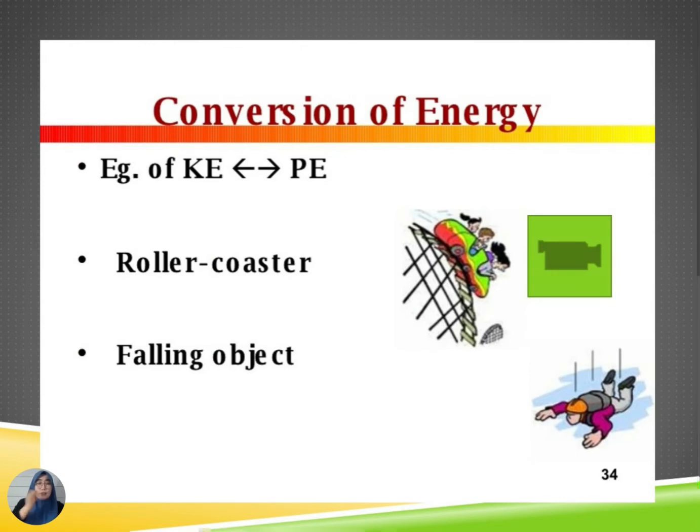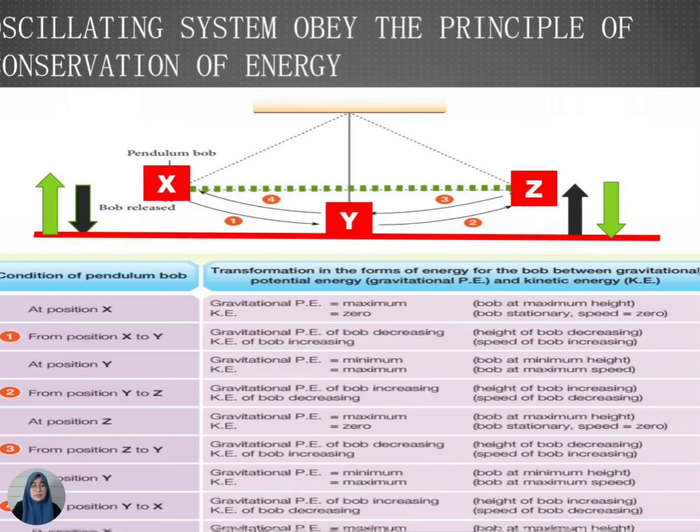Conservation of energy, sorry, wrong spelling. An example is kinetic energy to potential energy to kinetic energy. The applications are the roller coaster, as the teacher explained to you, and a falling object. For this one, refer to your textbook, page 223.